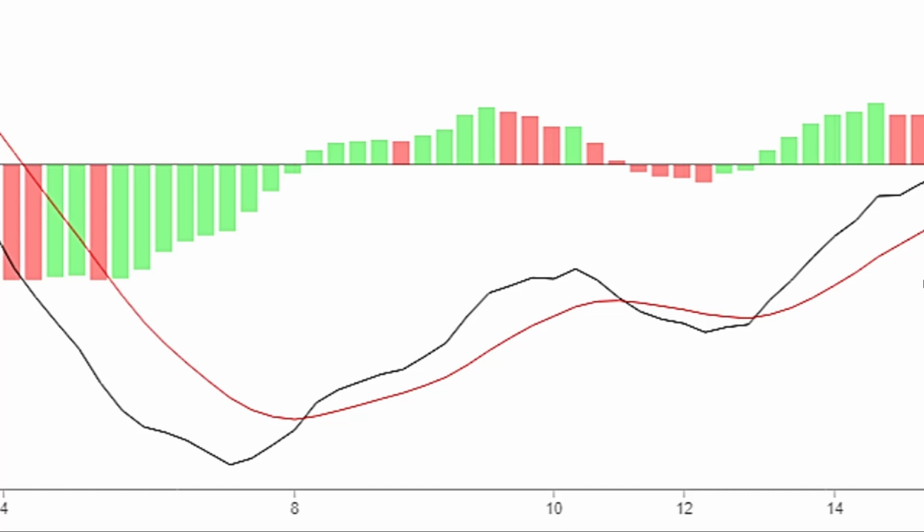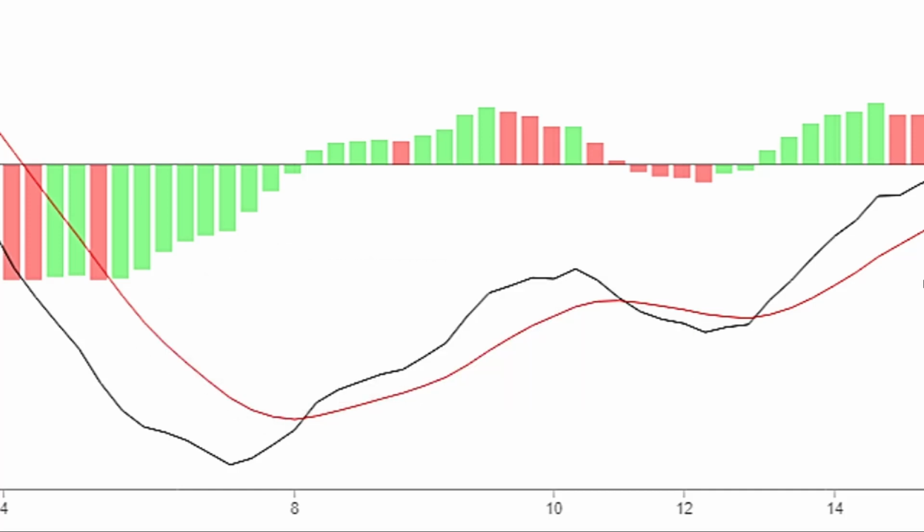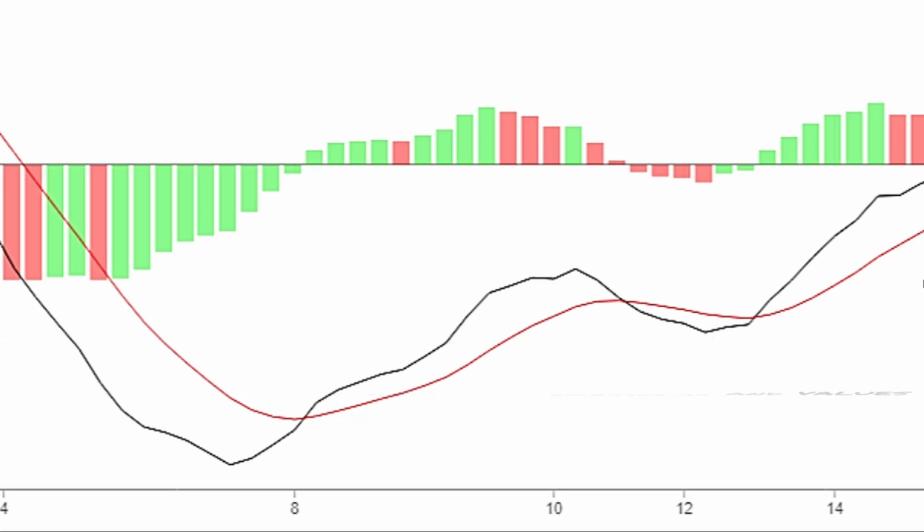The signal line is the moving average of the MACD line. The signal line is the slower moving average. The slower moving average plots the average of the previous MACD line. This would be a 9-period moving average. Most charts use a 9-period exponential moving average by default. This means that we are taking the average of the last 9 periods of the faster MACD line and plotting it as our slower moving average. The purpose of the signal line is to smooth out the sensitivity of the MACD line.